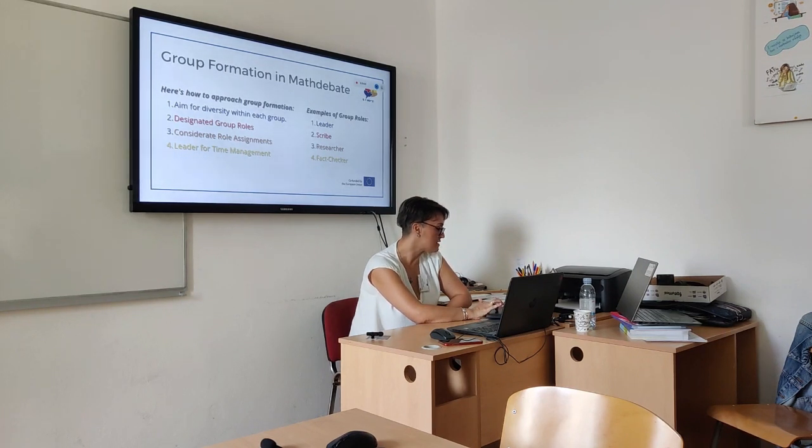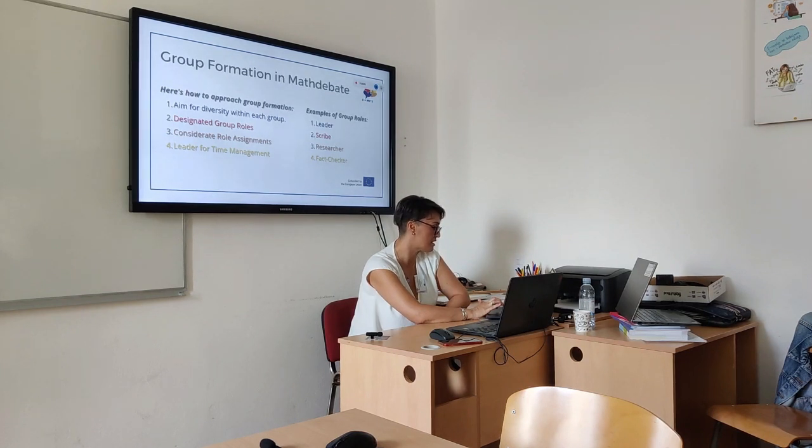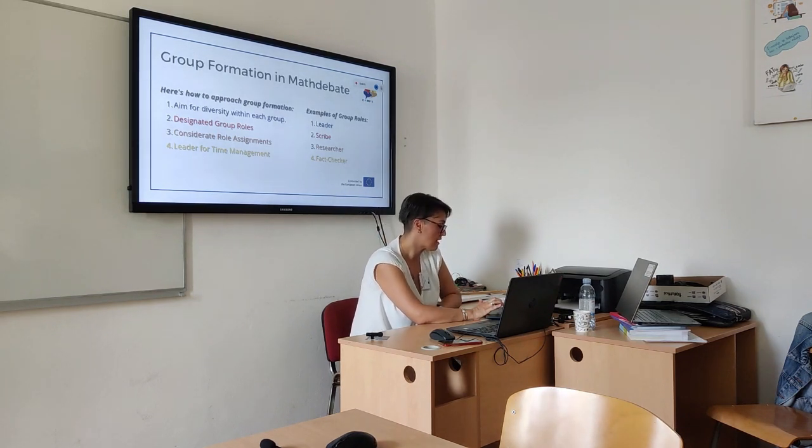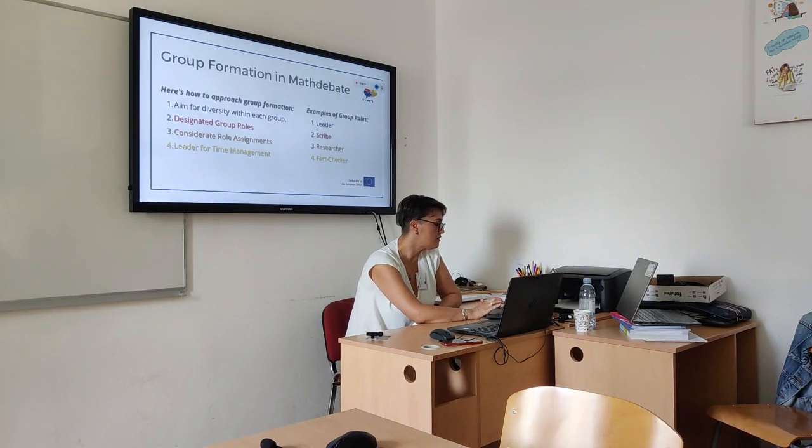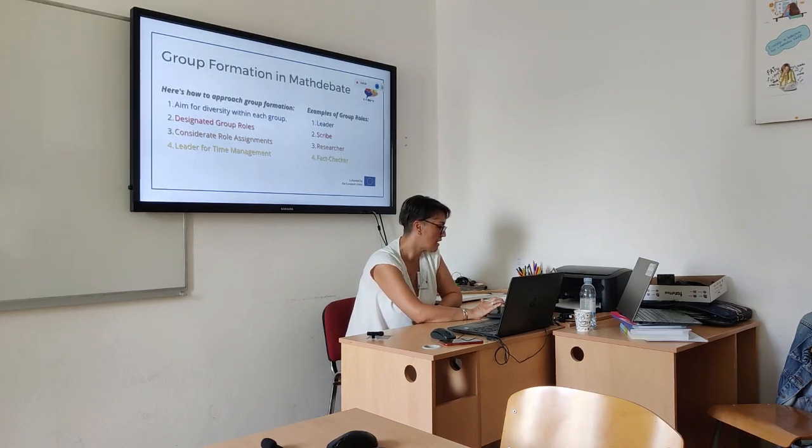Assign specific roles to each student within the group. Common roles include a leader, scribe, researcher, and fact checker. This helps distribute responsibilities and ensures each student contributes meaningfully. Consider role assignments. When assigning roles, consider the strengths and abilities of each student. For students with dyscalculia, assign roles that leverage their strengths, such as research and presentation.